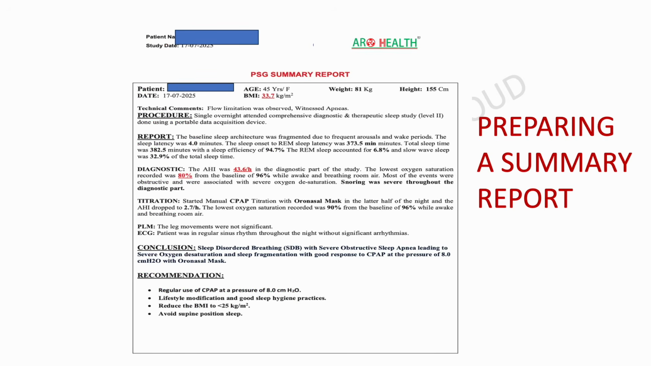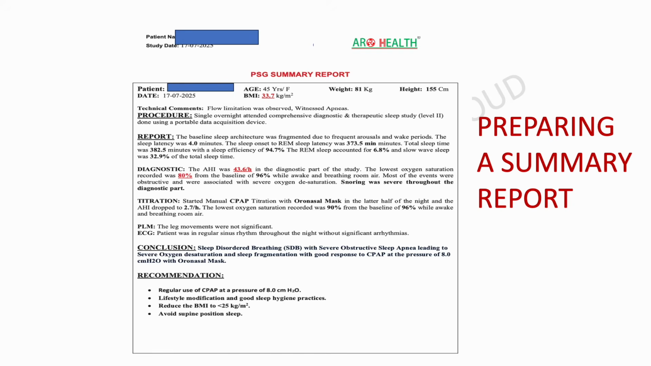So this is a general summary report, and there are many areas where you can improve your report. For instance, in this report, you may not be seeing a clinical history, which may be important and can be included, where you mention why that patient was subjected to a sleep study. We'll also mention the procedure and the technical comments after writing the patient demography. And here we're basically conveying what type of sleep study we did. Was it a portable acquisition device, or was it done in a sleep lab?